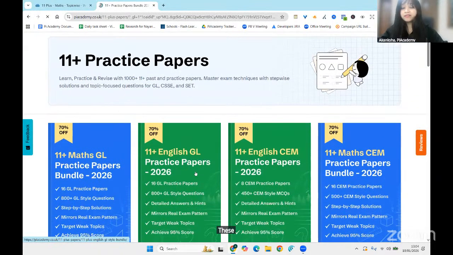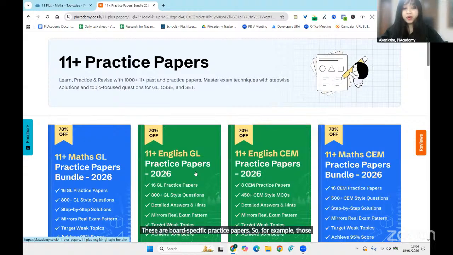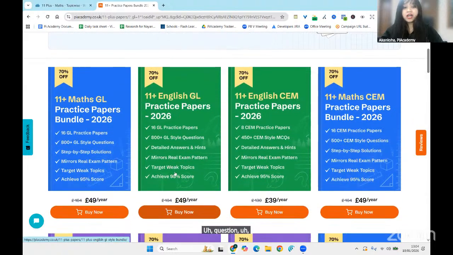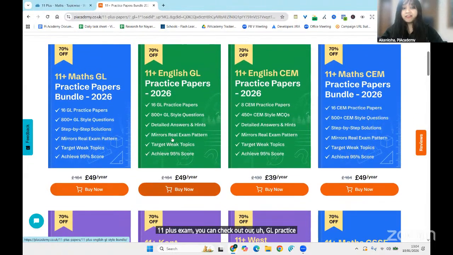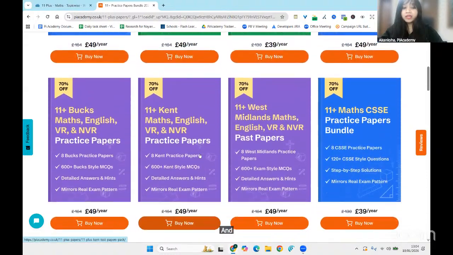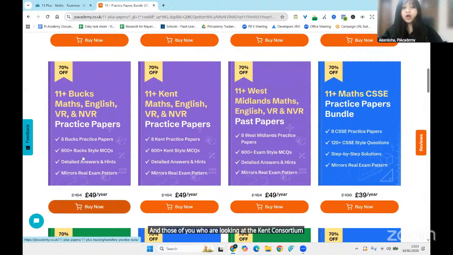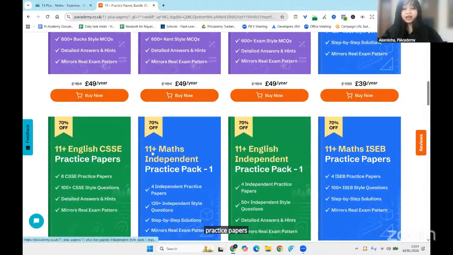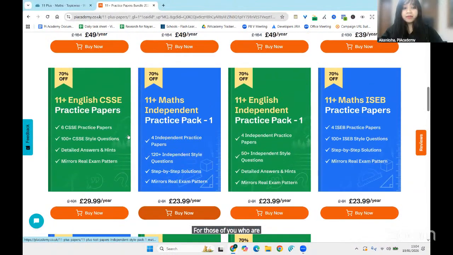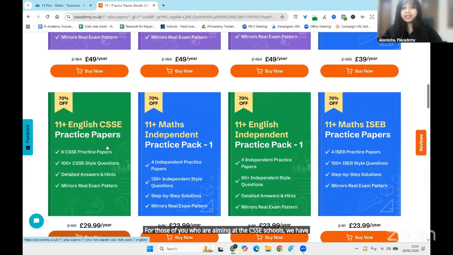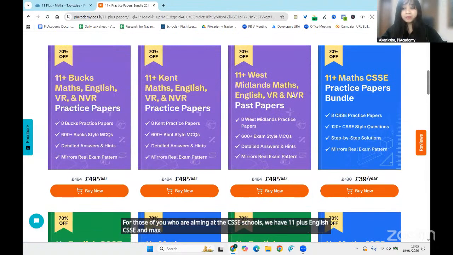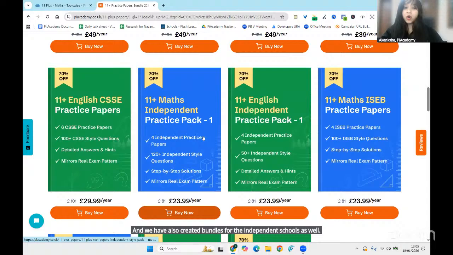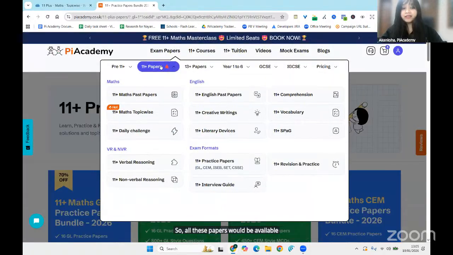These are board-specific practice papers. For example, those of you who are looking to crack the Henrietta Barnett 11 plus exam, you can check out our GL practice papers here. We have maths and English. Those of you who are looking at the Kent Consortium schools or the Bucks Consortium, you can check out our 11 plus Bucks Kent practice papers. For those of you who are aiming at the CSSE schools, we have 11 plus English CSSE and maths practice papers bundle. And we have also created bundles for the independent schools as well. All these papers would be available under the 11 plus papers section.